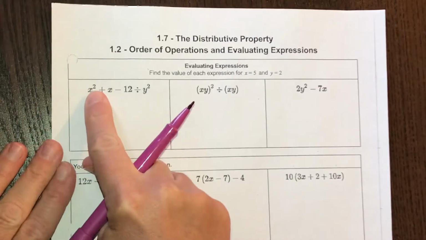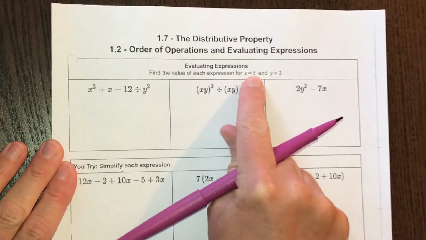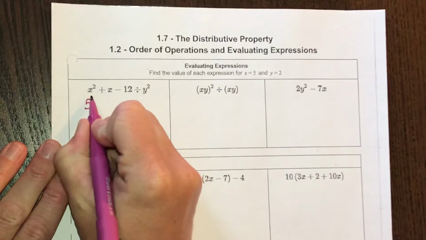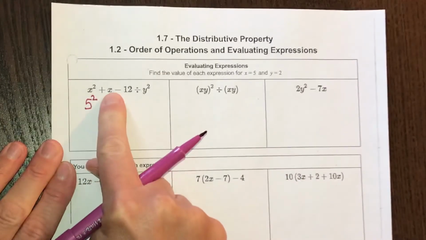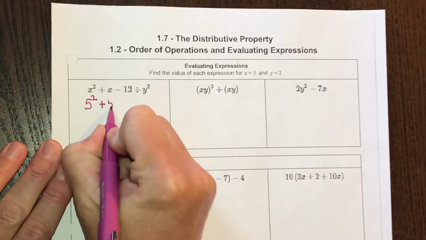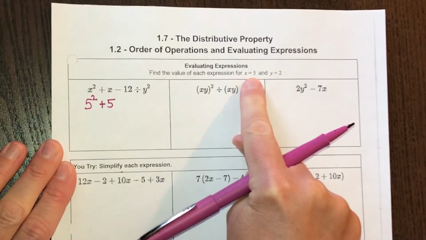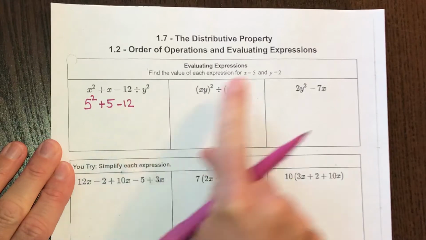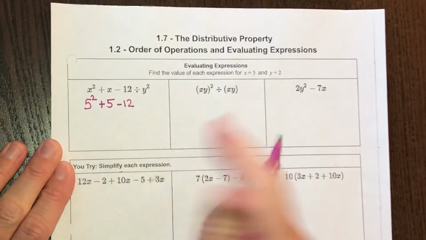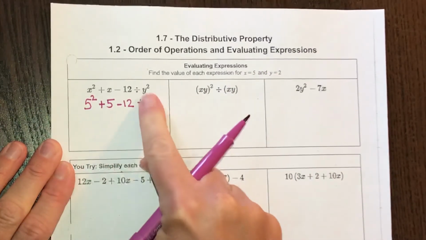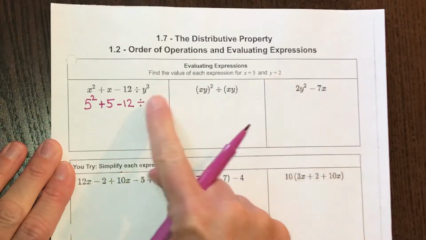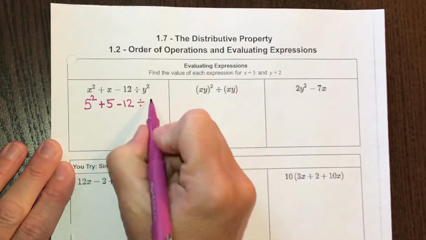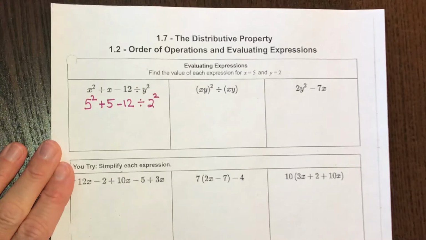So instead of x squared, I'm going to put in 5 in the place of that letter x. I have another x here, which is also the number 5. My 12 is not going to get substituted for anything because it's not a letter. And divided by y squared, y is going to be substituted as the number 2. Now I'm going to do my order of operations to simplify down this expression to one solution.